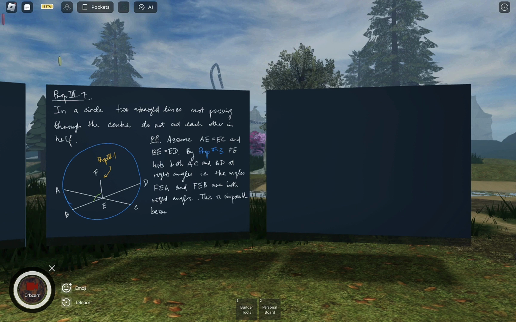Because, well, in the picture, the way we've drawn it, FEA is part of FEB. Of course, this could be reversed depending how we label it. Part of FEB, right? And so this is impossible since we assumed they were both right angles. And so, of course, what this means is that the two straight lines don't bisect each other. So AE equals EC and BE equals ED does not hold. That's it.